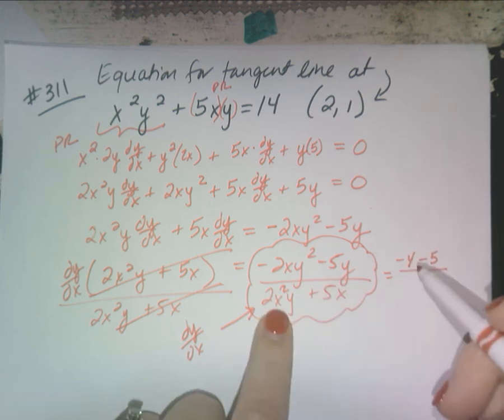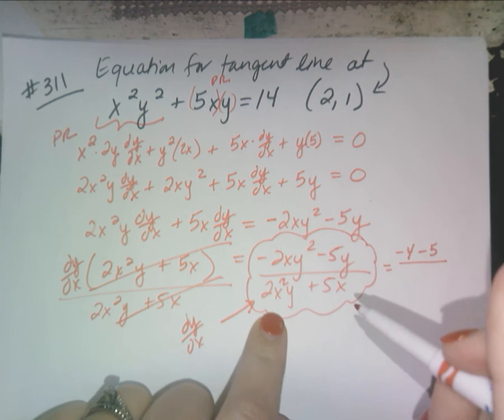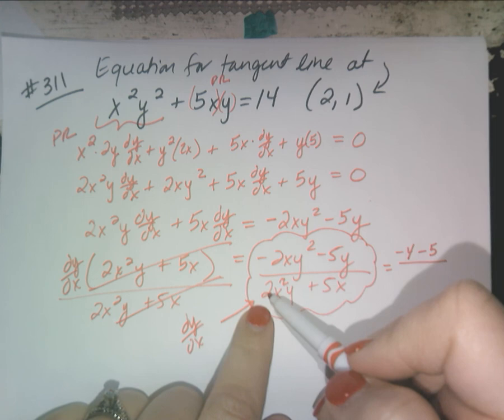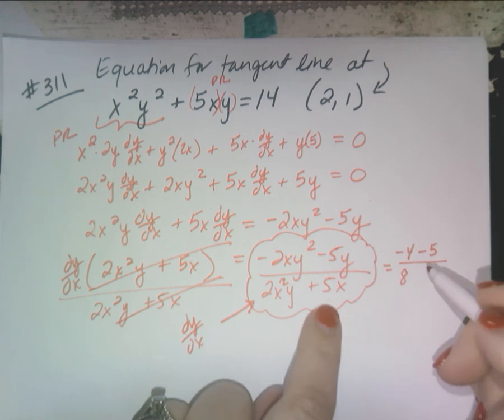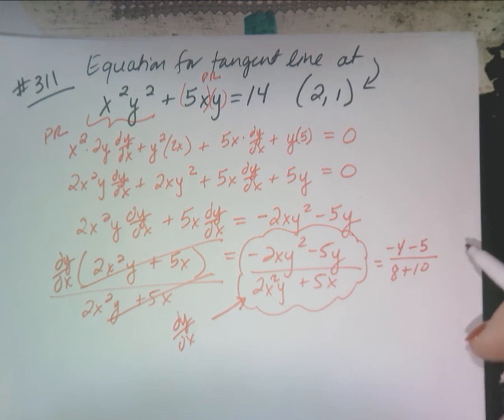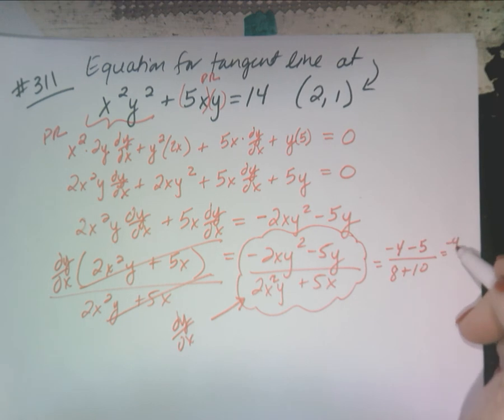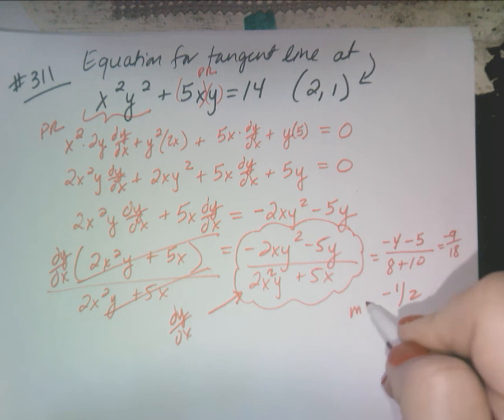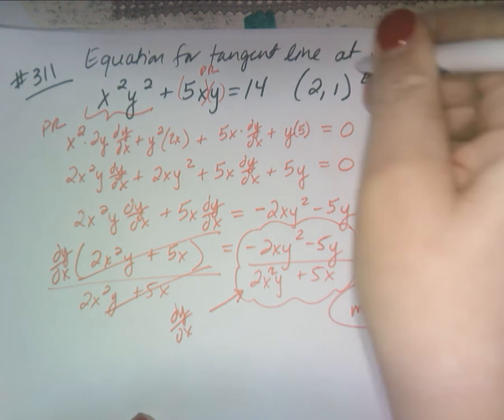It's not terrible. Even when I just looked at this, I'm like, I don't want to do it. But then I'm like, it's not bad. 2 squared is 4. 4 times 2 is 8 times 1. So 8 on the bottom. And then 2 times 5 is +10. So what do I have? A -9 over 18? What's that slope? -1/2. There's your slope.